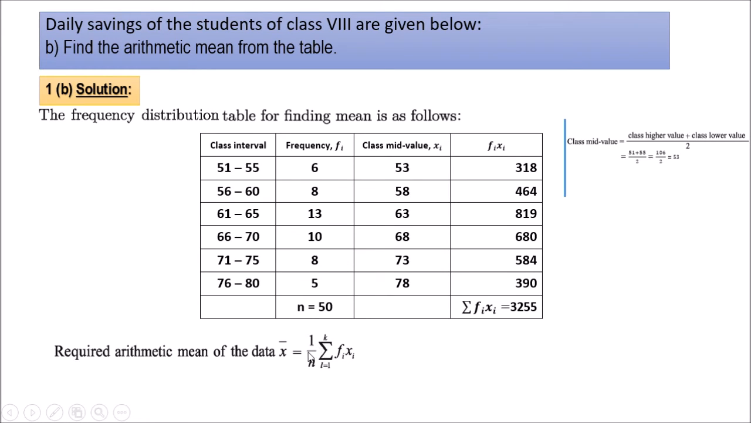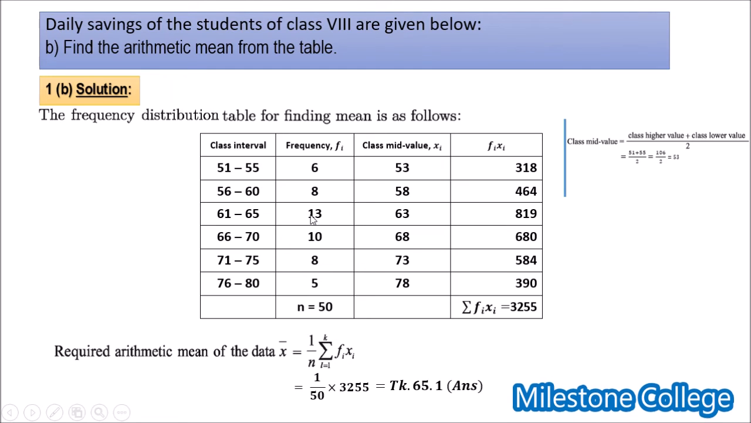Now I am just putting the value of n. What is the value of n? 50. Here, look, the n value is 50, and summation of fi xi equals 3255. If you simplify it using a calculator, you will get Taka 65.1. That is your answer. So I think it's not so difficult that you will not be able to do it. So I hope you will understand question number B and you can solve it.